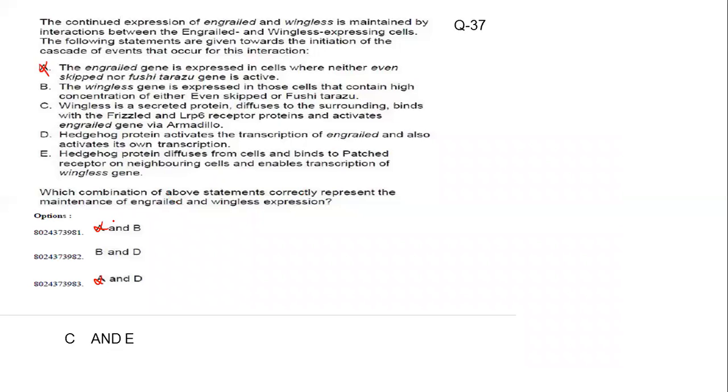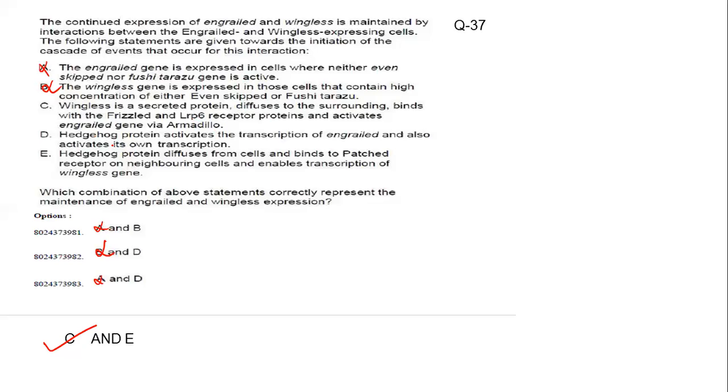Now B, you can see that the Wingless gene is expressed in those cells that contain high concentration of either Even-skipped or Fushi tarazu. No, even Wingless is expressed where there is no expression of Even-skipped and Fushi tarazu, right? So B also gone. So only options C and E are present, right? So C, you can see that Wingless is a secretory protein and diffuses to the surrounding and binds with the Frizzled receptor and LRP6 receptor proteins and activates Engrailed via Armadillo.